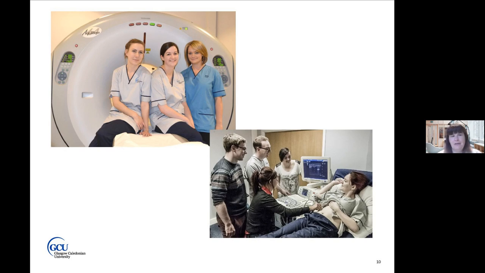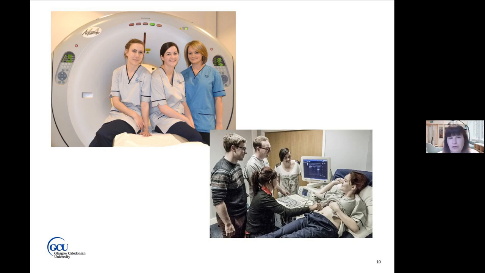And again, this is just some examples of the equipment that we use. The image up at the top there, that's a CT scanner. That's a Toshiba Aquilion 64 slice scanner. And that's two of our ex-students with one of the radiographers they're working with. So that's the kind of thing you'll see out in clinical.